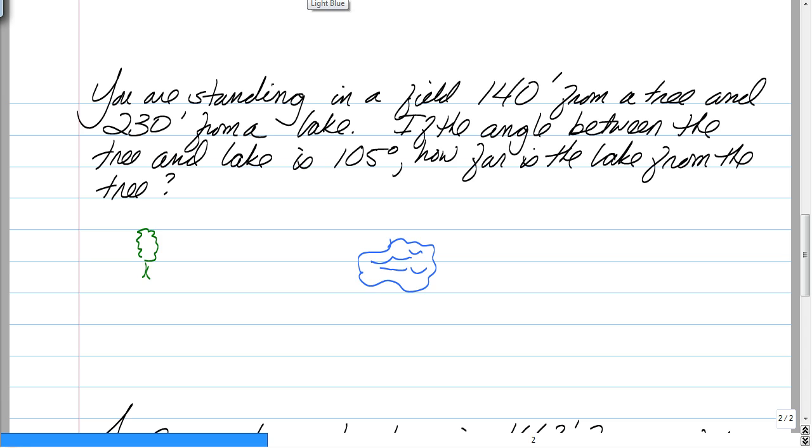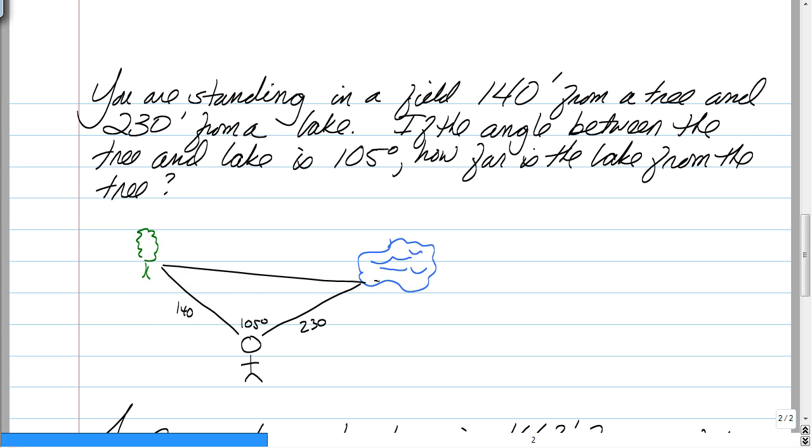And again, what it says is that you are standing 140 feet from the tree and 230 feet from the lake. And then it says that the angle between the tree and the lake is 105 degrees. How far is the lake from the tree?